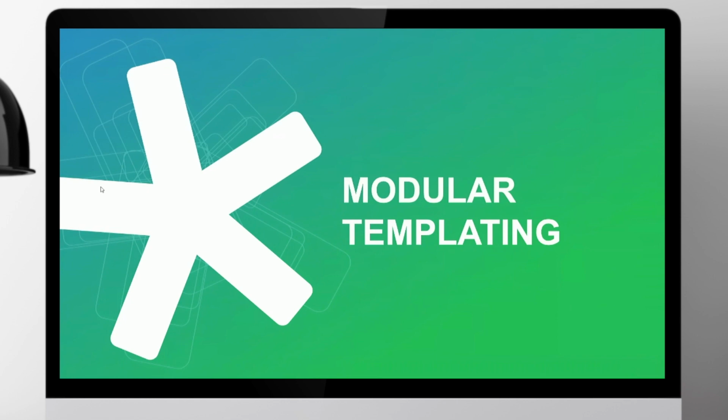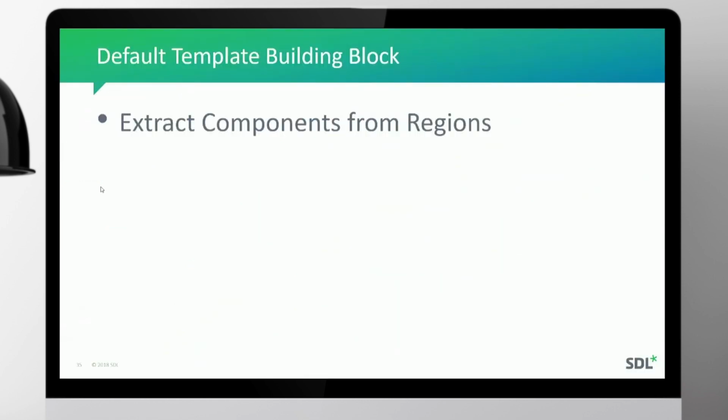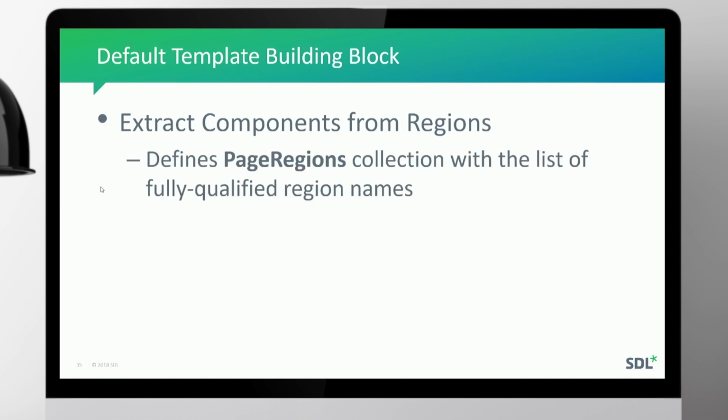The next topic is templating, a bit more technical one. Whenever you render a page, you need to access component presentations on this page, and previously again it was a simple flat list. It was the extract components from page template building block that created a variable with a list of all component presentations.